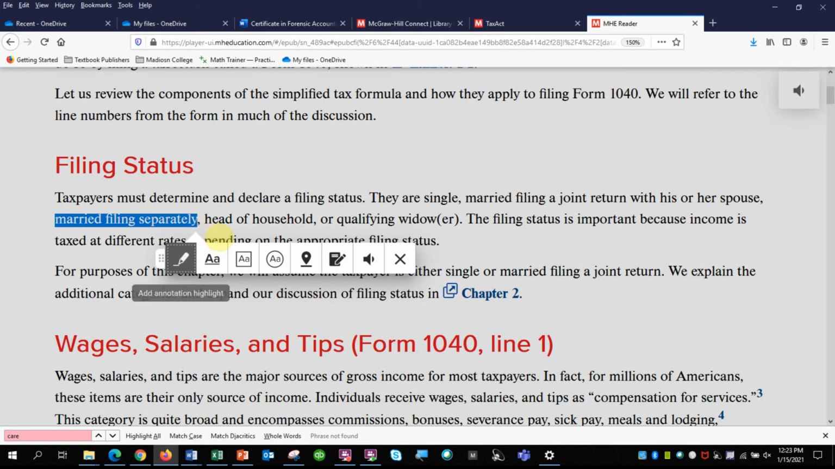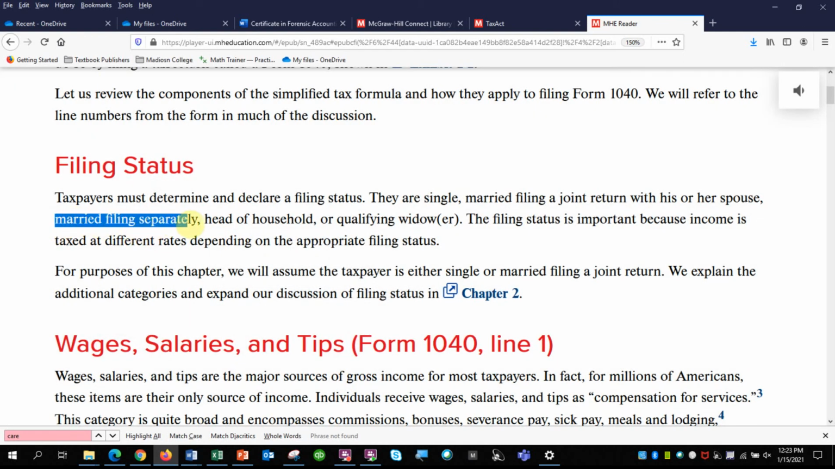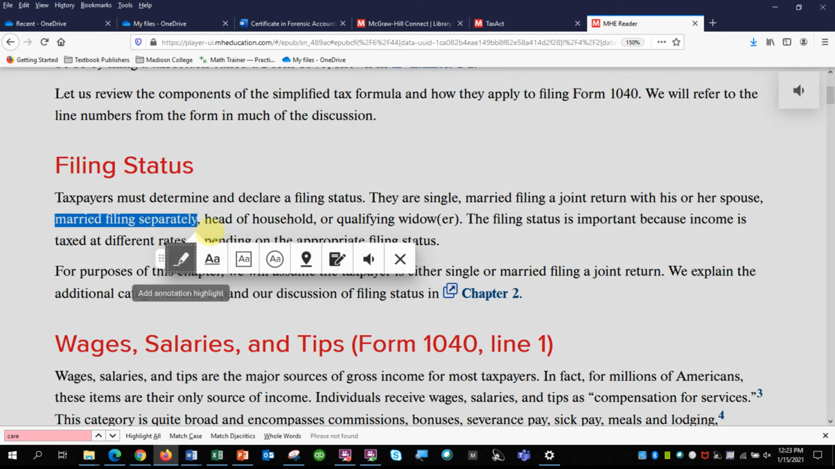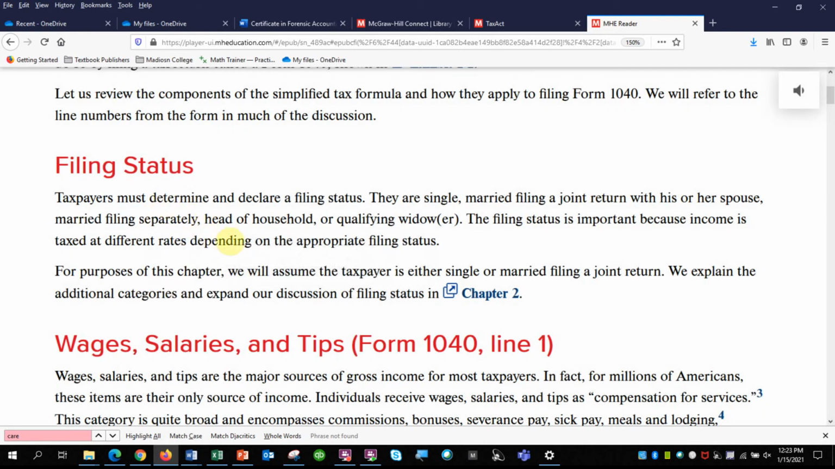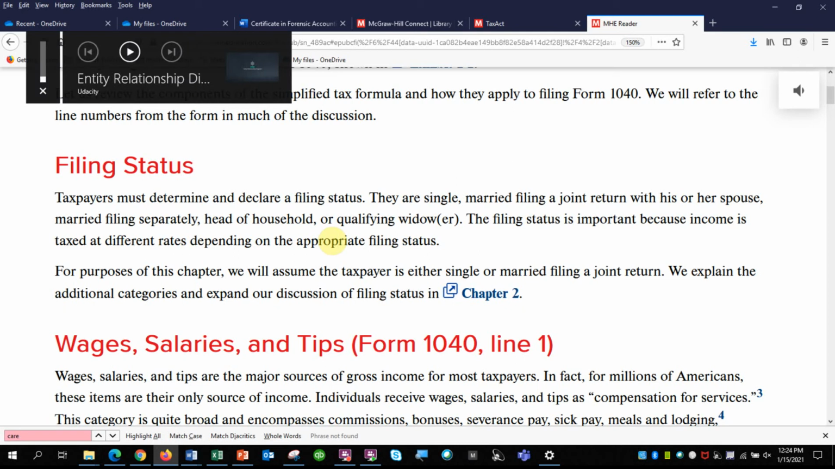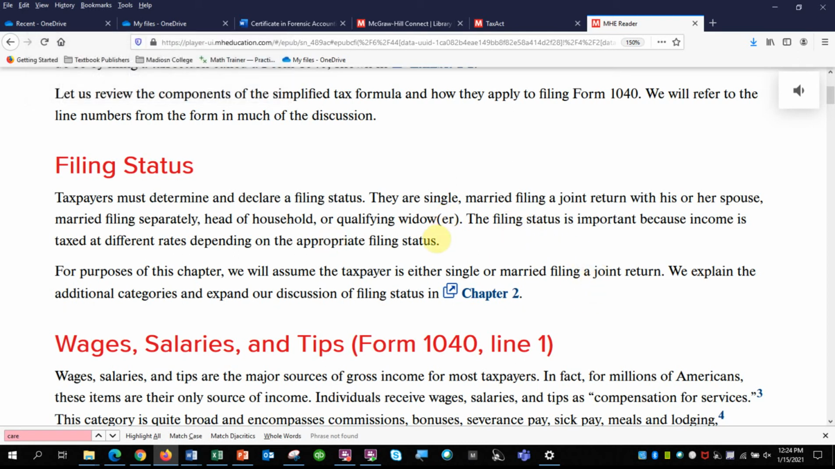Oftentimes, with few exceptions, and there are some exceptions, this is one of the most costly ways for a married couple to file, or for anybody for that matter, to file their income taxes. And we can explore why that is as we go forward in the course. Head of household, if you are not married and you have a qualifying dependent, one or more dependents, or a qualifying widower, and we'll talk about what that is. Very similar to married filing joint. So the status is important because different rates will apply to the various filing statuses that we're talking about.